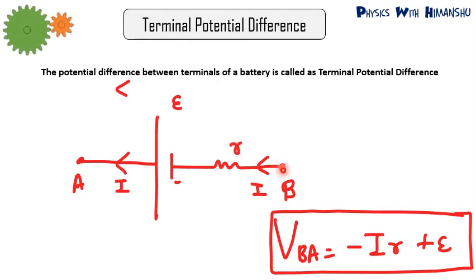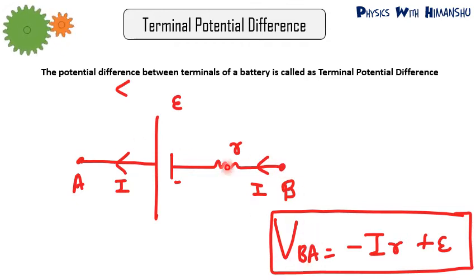What you have to do is put a point B behind the battery and a point A in front of the battery. Front means near the positive terminal, back means near the internal resistance. Suppose the battery is releasing current I, so current I will again enter the battery. So how to find TPD? You have to go from behind the battery to the front of the battery and write Kirchhoff's law. So V_BA will be the terminal potential difference.